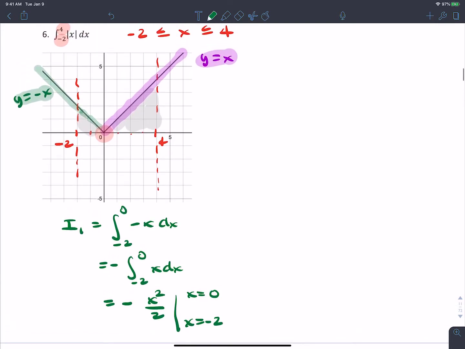And so up here, f of 0 minus f of -2 becomes -0 squared over 2 minus -2 squared over 2. Be very careful with your arithmetic, because you have subtraction here. This is a difference. Sometimes you have these negative signs, you've got to be super careful. Now this first portion here is always going to be 0, right?